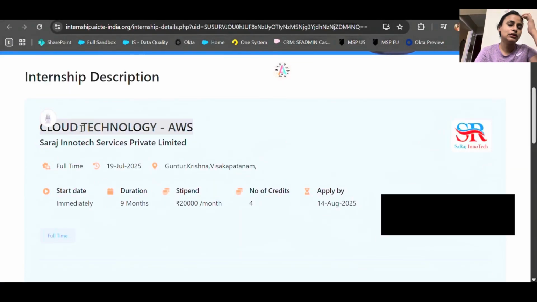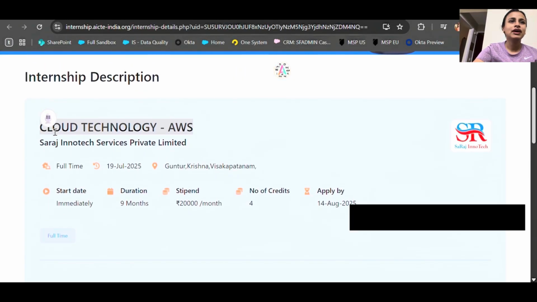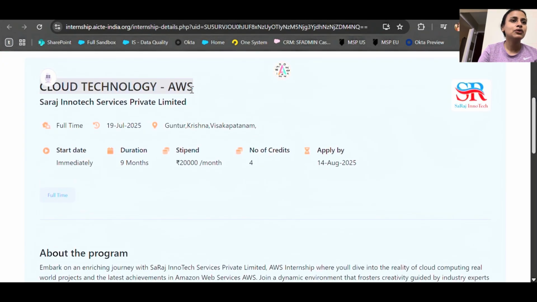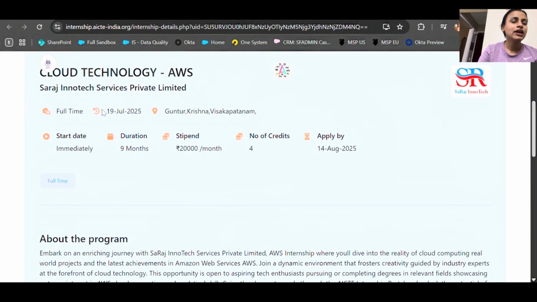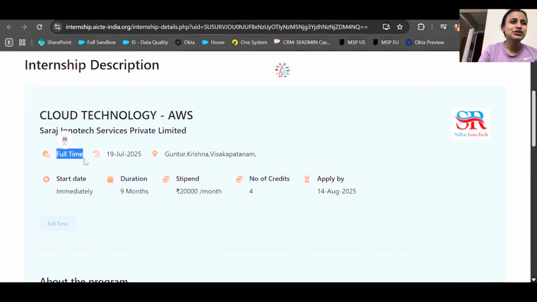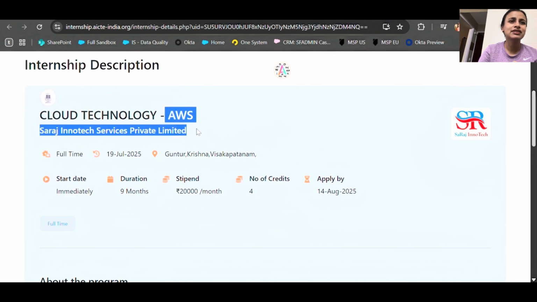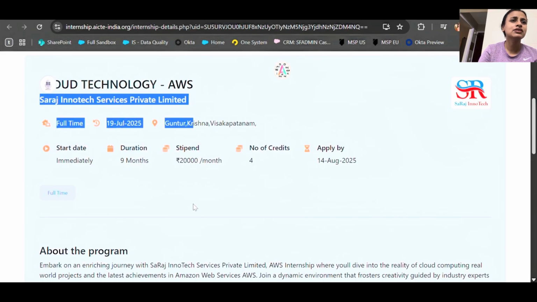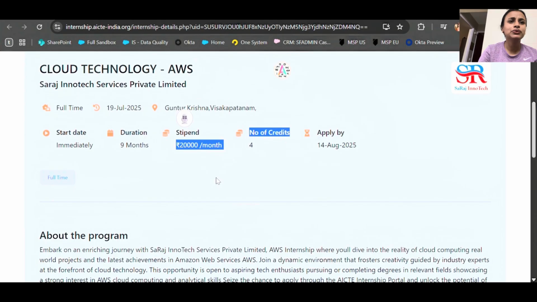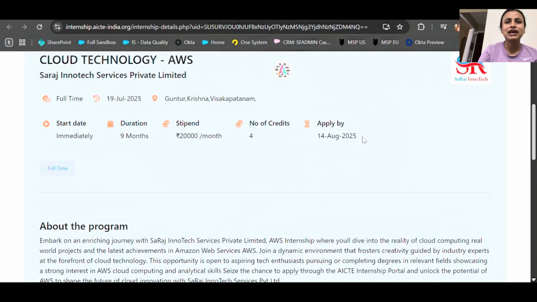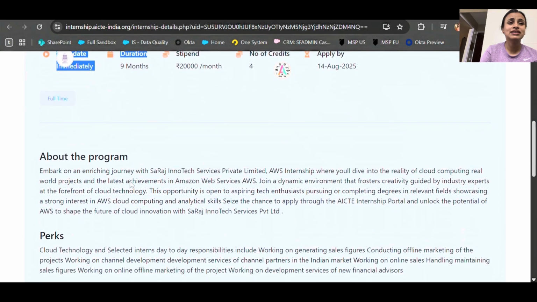So here I'm on the portal wherein I could find this internship, and let me share with you everything that I wanted to. This is the cloud technology AWS internship. And this was posted on 19th of July, so it's not very old. It is a full-time internship. You have to be present there. And this is in the technology AWS, obviously. And this is by the company Saraj InnoTech Services Private Limited. They'll be providing you a 20,000 stipend, and the number of credits would be 4. And apply at least by 14th of August, because this is the last date to apply. And you will be starting this one immediately.